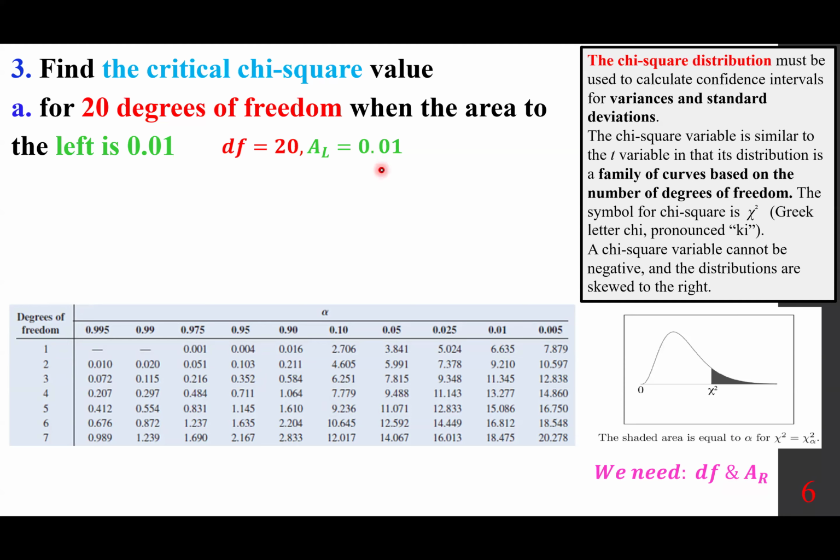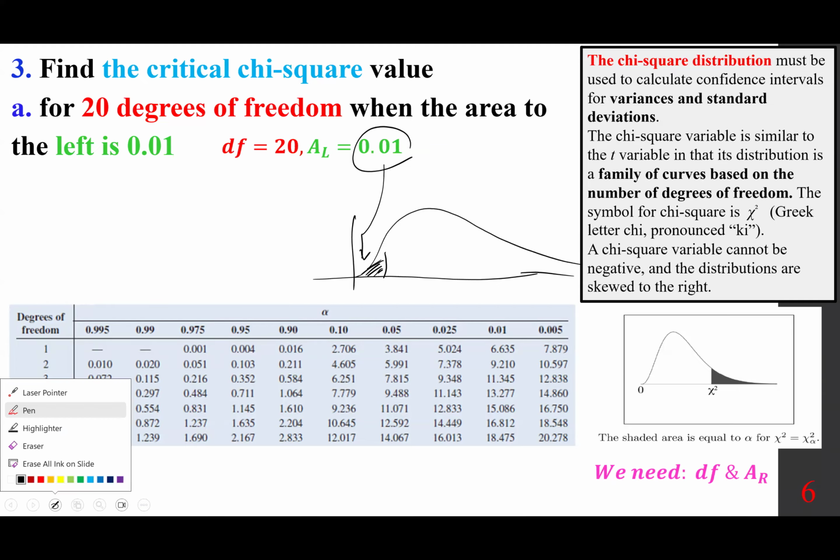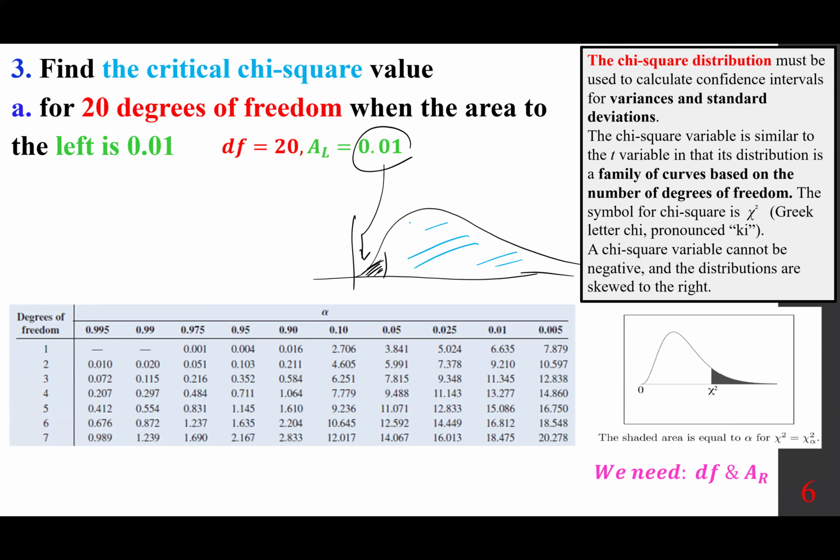If the area to the left, in other words, it looks like this. This area is 0.01. So what is this area? You need the area to the right. A sub r is 1 minus that, 0.99. So chi-squared of the left area being 0.01 is the same as chi-squared of the right side. So left area is 0.01, right area is 0.99.